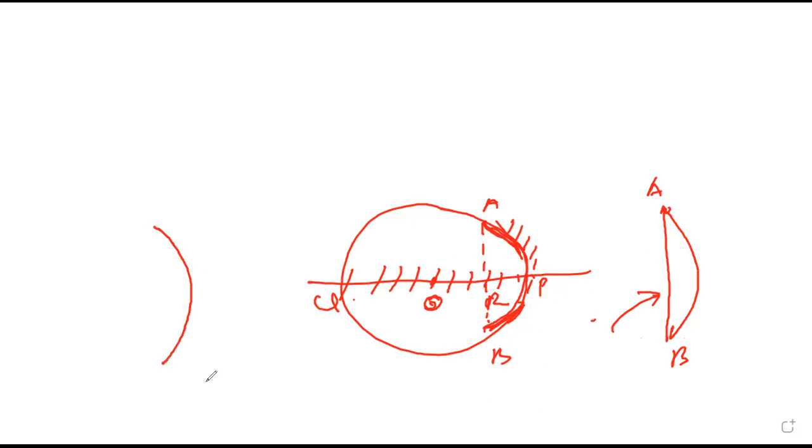This is part of a sphere. These are the end points. So when you join them, this part is called the diameter of the aperture. Okay.